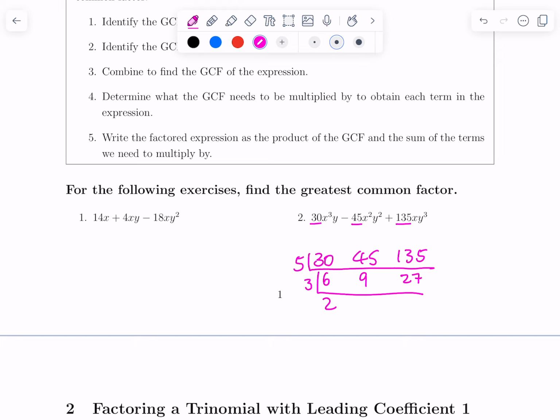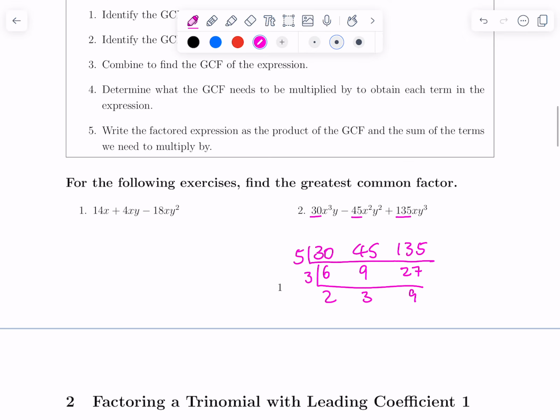Then 6 divided by 3, we get 2. 9 divided by 3, you get 3. 27 divided by 3, you will get 9. Since 2 and 3 are consecutive, there is no greatest common factor. You cannot factor out anything other than 1. So in this case, we multiply 5 and 3 together, and our greatest common factor for the coefficient will be 15. So we write on the side, the coefficient will be 15.